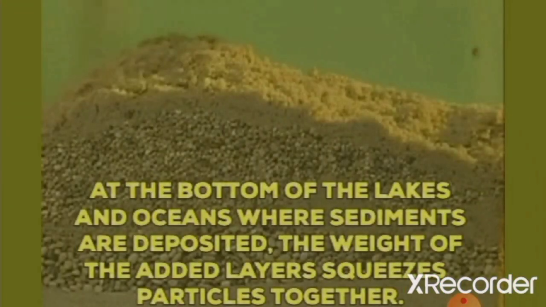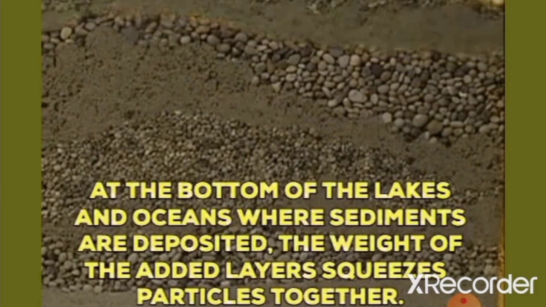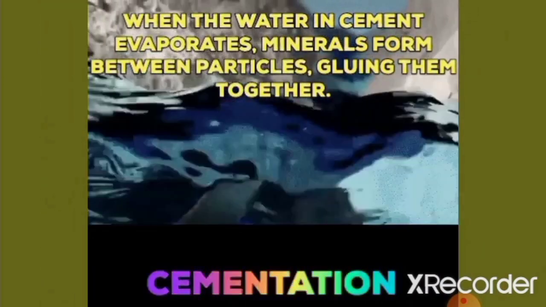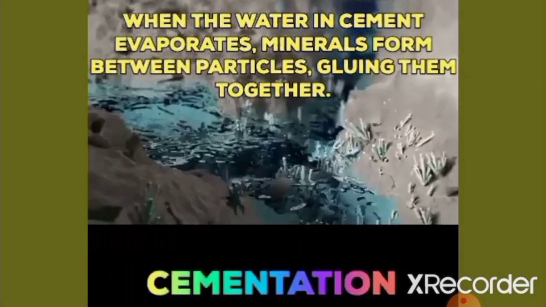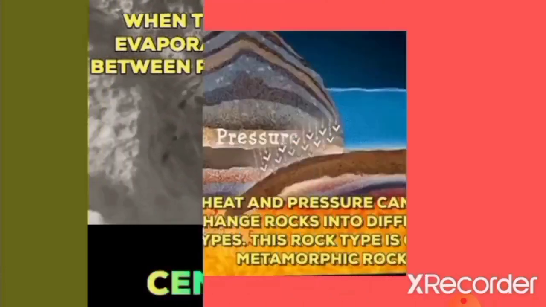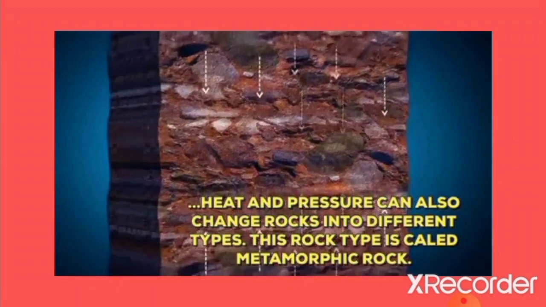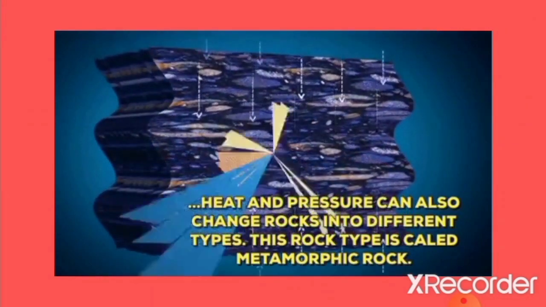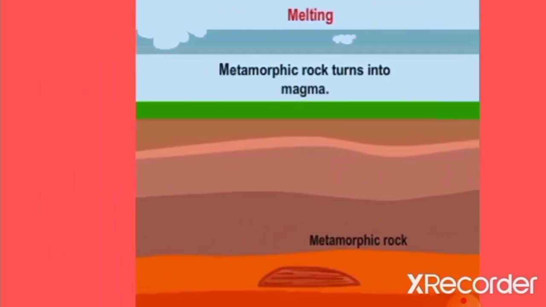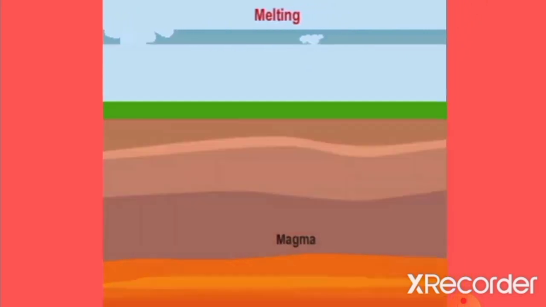Underneath the sea or ocean, or at the bottom of the lakes and oceans, where the sediments are deposited, they join together and squeeze together, forming layers. And when the water in them evaporates, the minerals then glue together, and this is known as cementation. So, when these rocks are formed, because of heat and pressure, they change, and they are changed into metamorphic rock. Again, the metamorphic rock can become melted into magma that will cool down and form igneous rock.